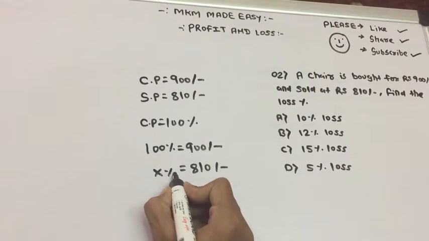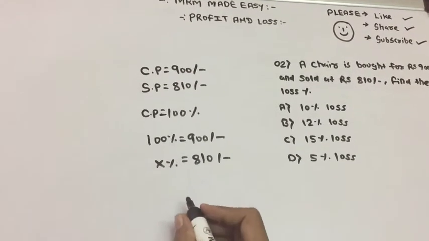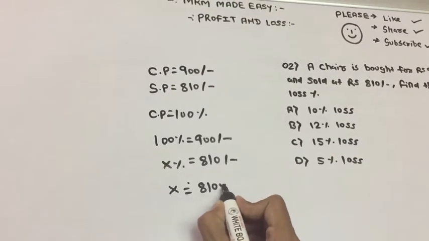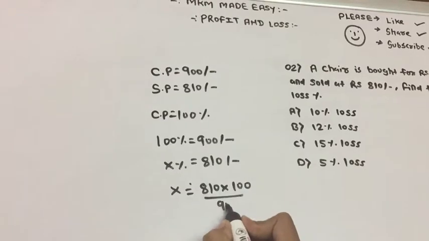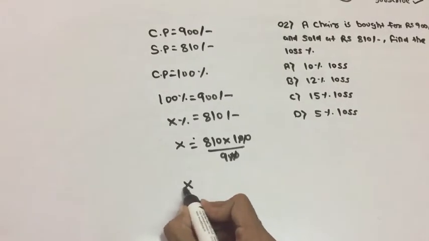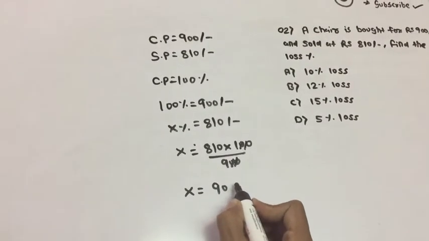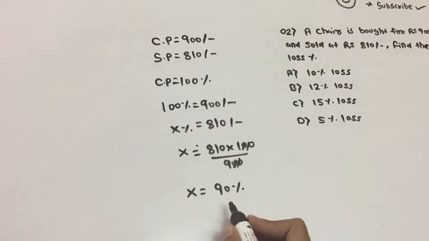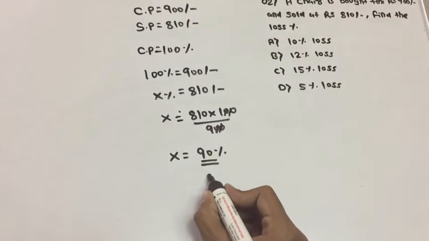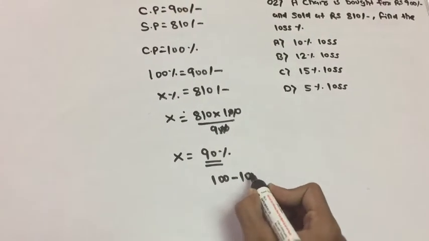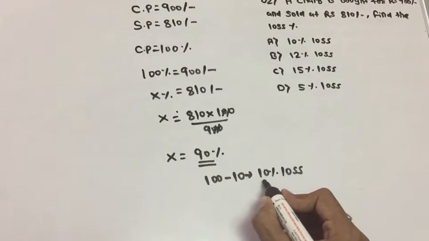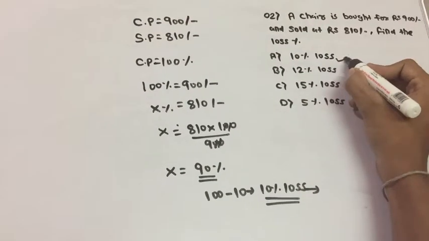We don't know the loss percentage, so let's take x percentage. If you cross multiply this, the value of x will be 810 into 100 divided by 900. When you solve this, you will get x equals 90 percent. What this 90% means is 100 minus 10, that means the person is suffering a 10% loss. So the answer for this question is this one.